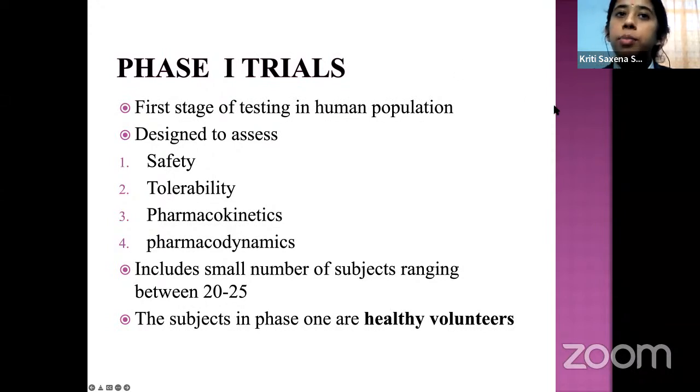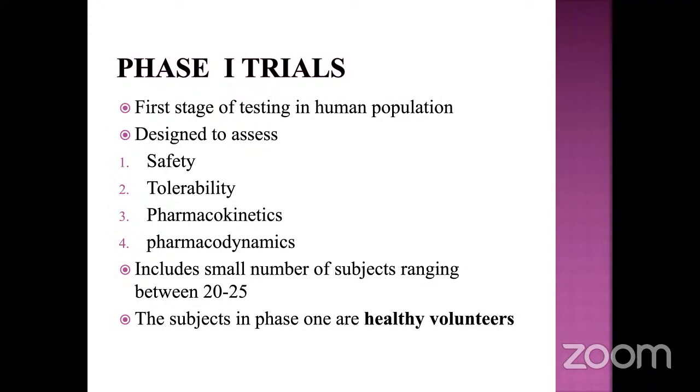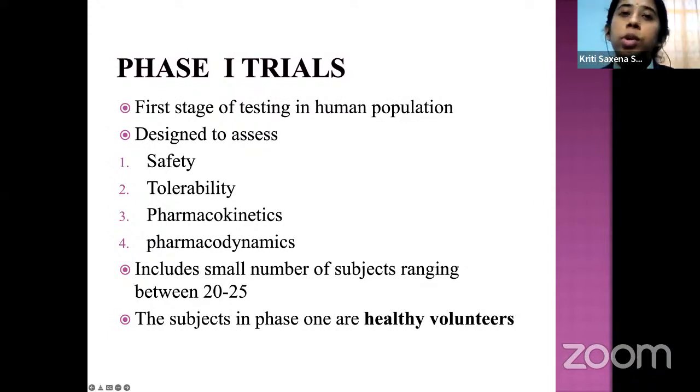It includes a smaller number of subjects, ranging between 20 to 25. Phase 1 trials include only healthy volunteers. Here we are not going to include any kind of diseased volunteers, because we are checking the safety and tolerability of the drug. So it includes only 20 to 25 subjects in phase 1. Next slide.